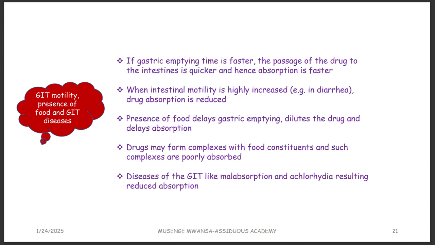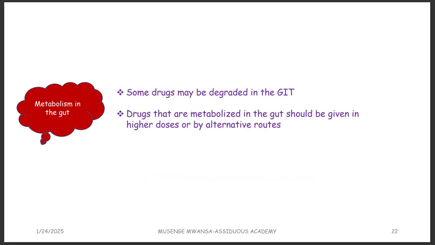Diseases of the GIT like malabsorption and achlorhydria result in reduced absorption. Achlorhydria is where you've got low hydrochloric acid. So if you're not producing hydrochloric acid, for drugs that require this environment, it means that you can't absorb the drug. Metabolism in the gut.